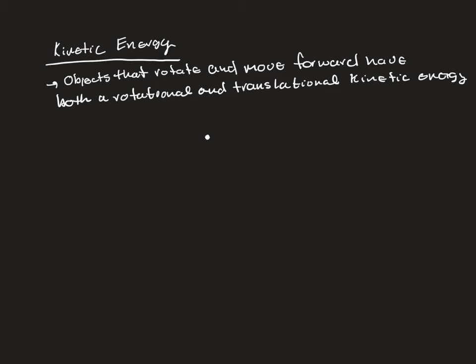So we're going to have a disk that is going to be rolling forward. And I don't know why I draw the center first because I always have to erase it and fix it. So we're going to focus in on a single particle along the edge here. So this particle is going to be moving forward because the system is moving forward.